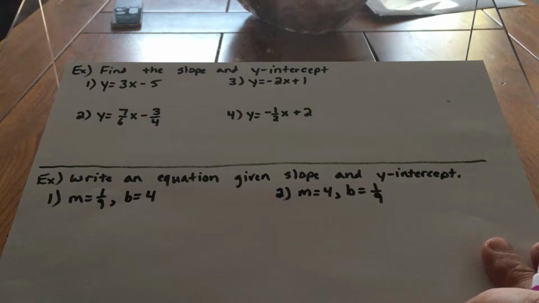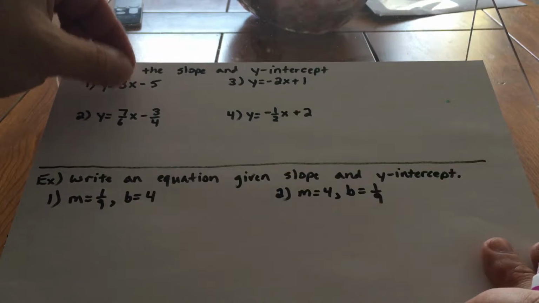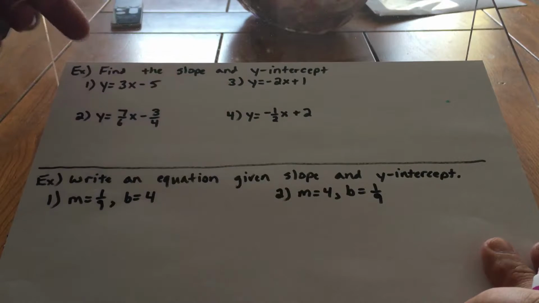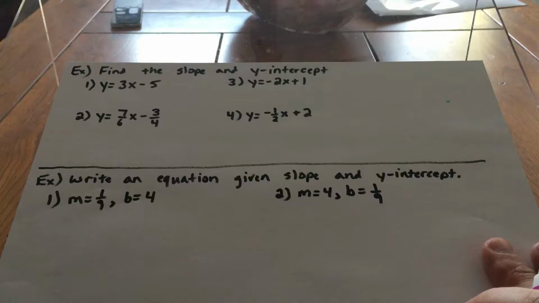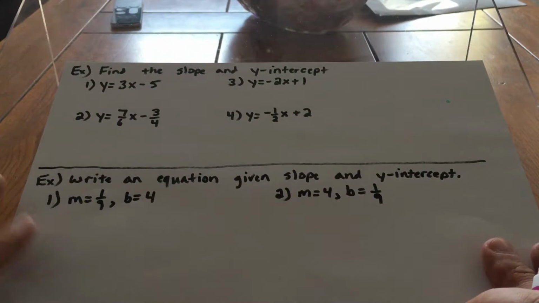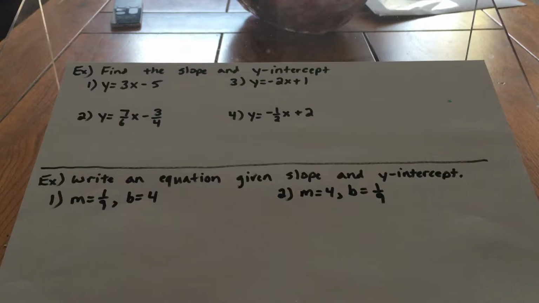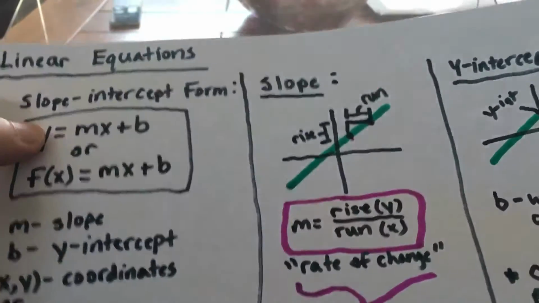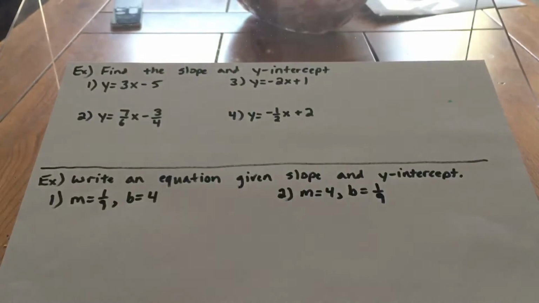This is very important. If the equation is not in this form, y is equal to some number times x plus or minus some other number, then you have to put it in that form in order for this to work. But if it's already in this form, and notice all these are in that y equals mx plus b form, all you have to do is go back to the general form of this equation. From the previous slide, we said y is equal to mx plus b. M is slope, b is y-intercept.